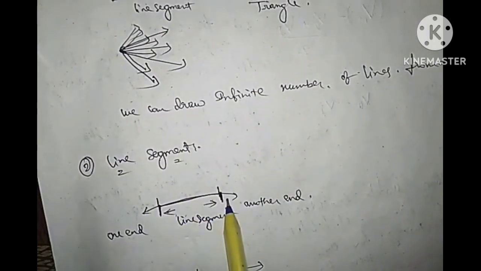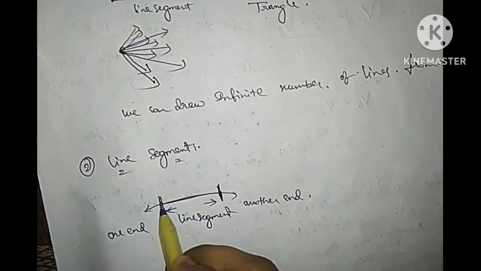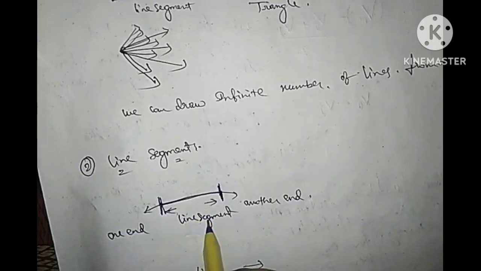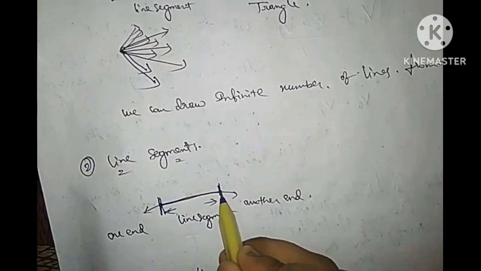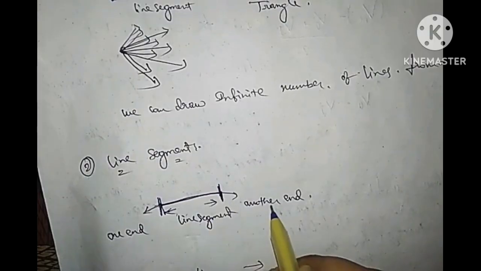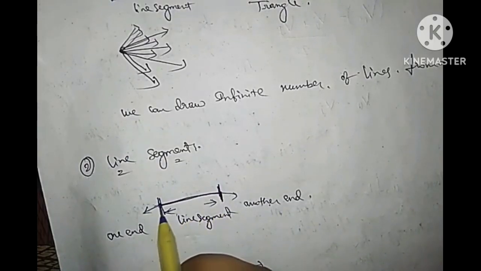See, this is a line segment. This will be one point and this one will be another point. If we join these two points, we draw this, and this one is called a line segment, and it has two ends. This one is a particular ending point and this one is another ending point. A line segment has two ending points.